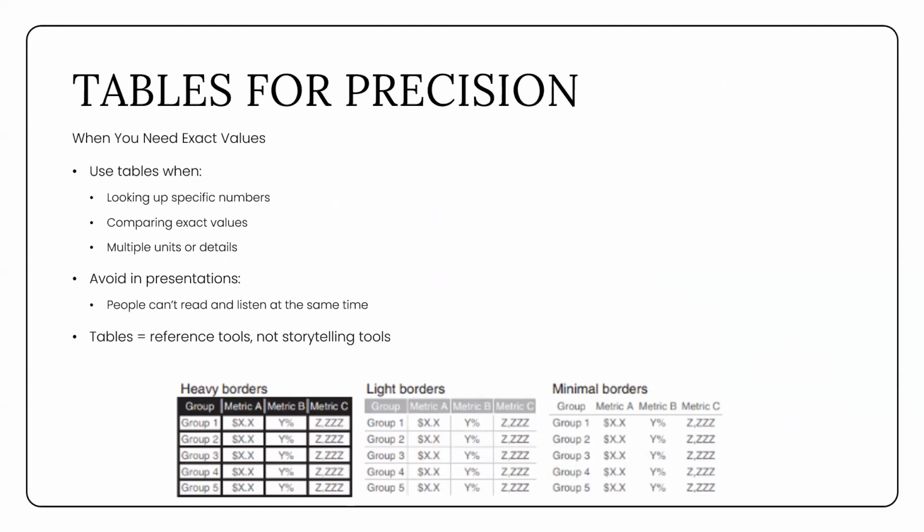Tables serve a different cognitive function than graphs. They engage the verbal system rather than the visual system. People read tables rather than perceive them holistically. Tables are best suited for situations where users need to look up specific values, compare exact quantities, or locate particular rows and columns of interest.